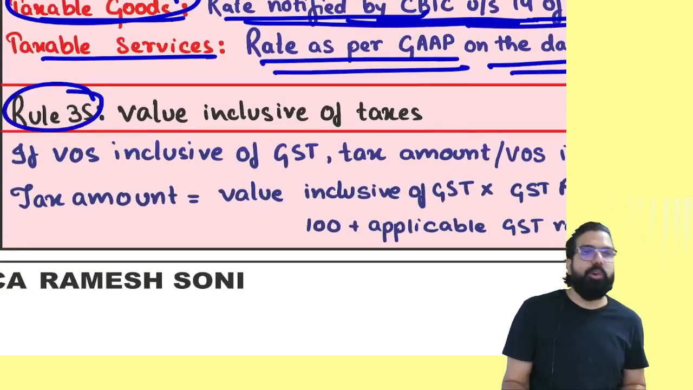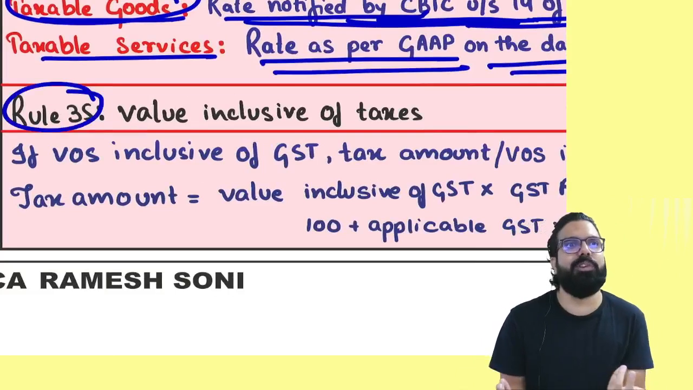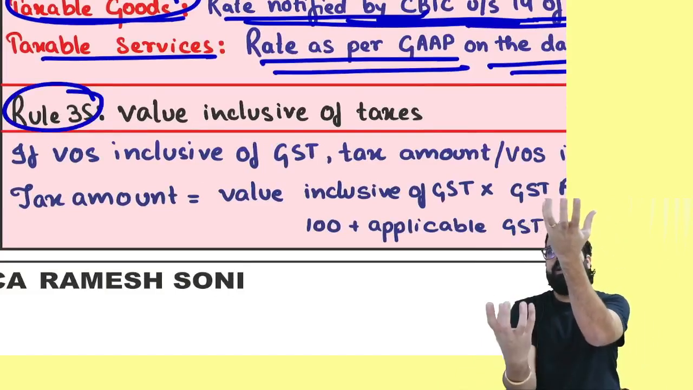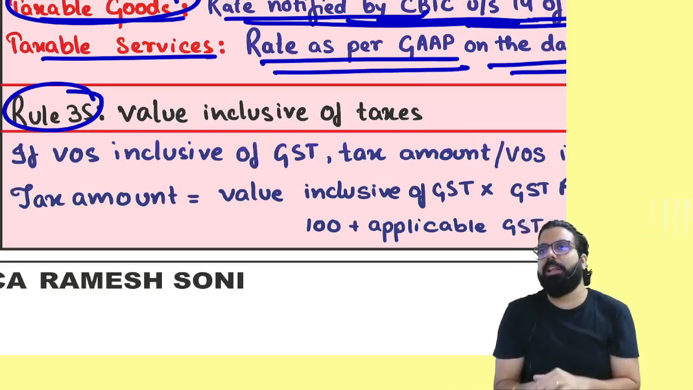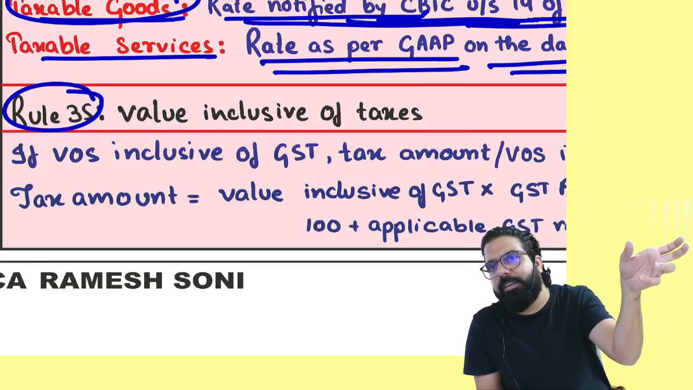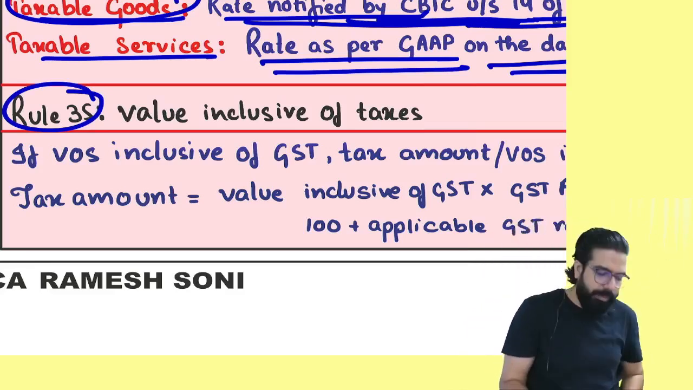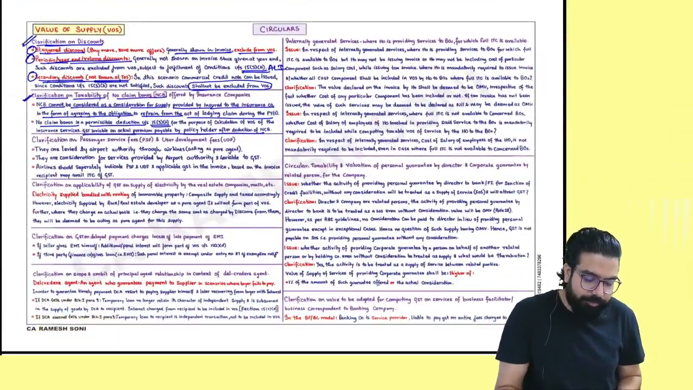Rule number 35 says, if you have an amount which is inclusive, how to make it exclusive? Amount divided by 100 plus rate, multiplied by 100. You will get the value excluding the GST. Multiplied by the GST rate, you will get the GST amount. That's all, nothing more to be explained. Please come to the next chart.